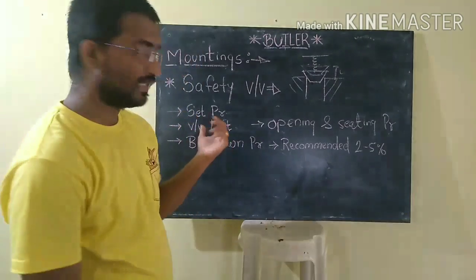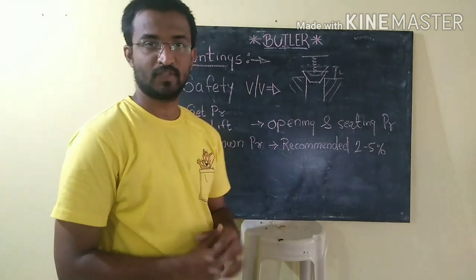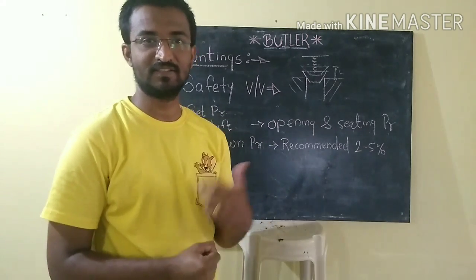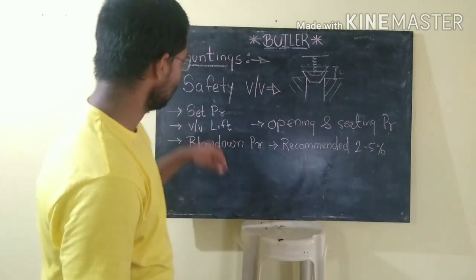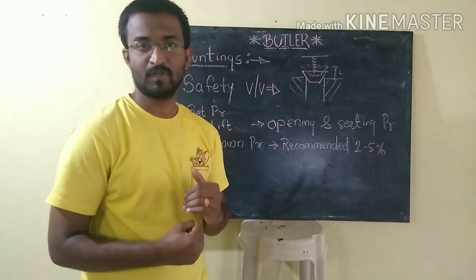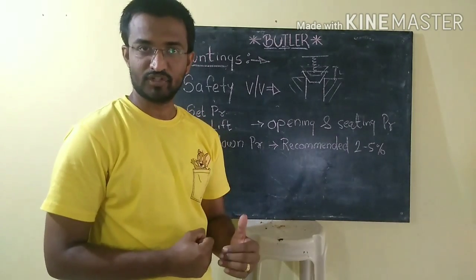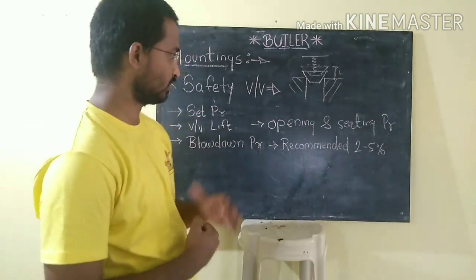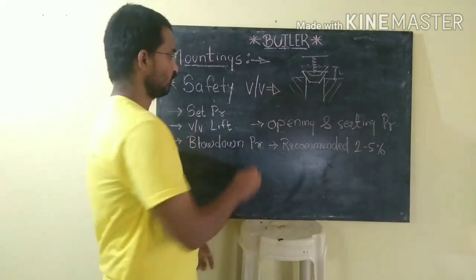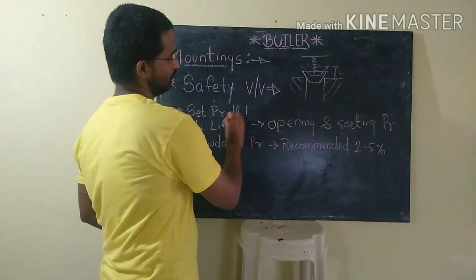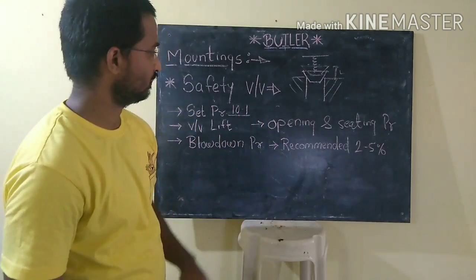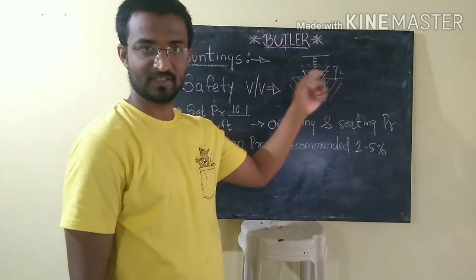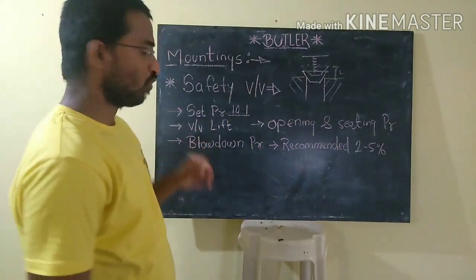Now we will discuss some important definitions. If you understand this, then it will be easy for further studies. Set pressure: the boiler pressure at which the safety valve starts to lift is the set pressure. For example, 10.1 bar is your set pressure. For the previous safety valve I have shown the valve lift.